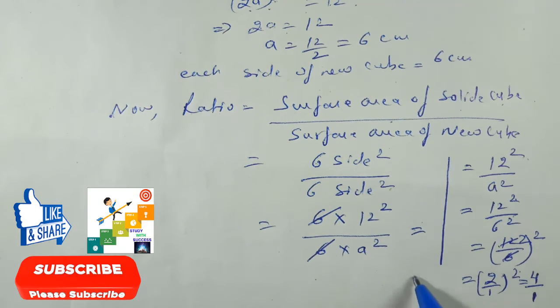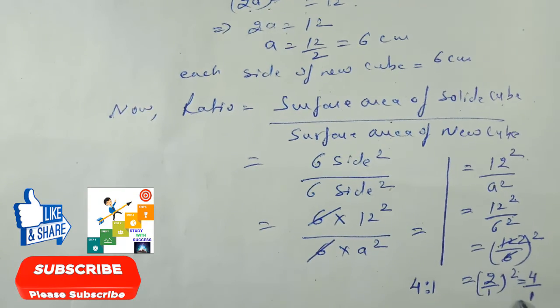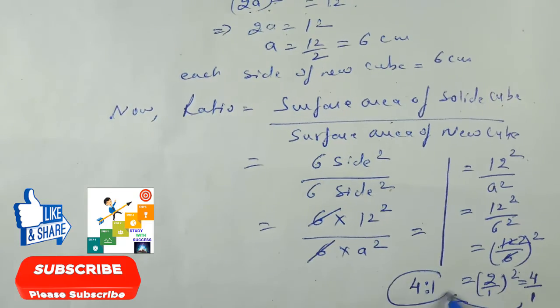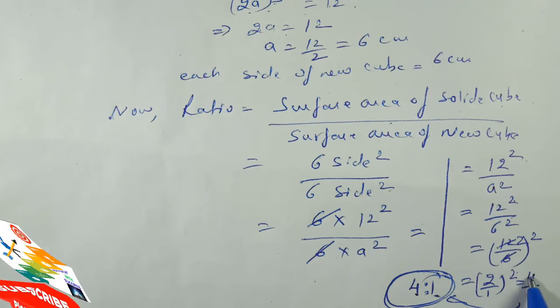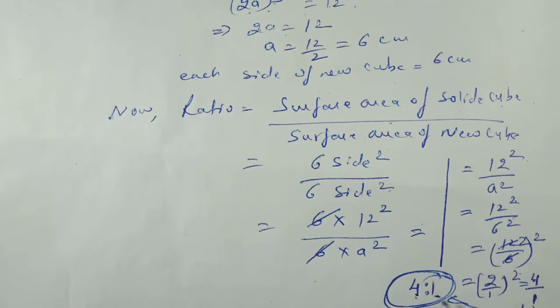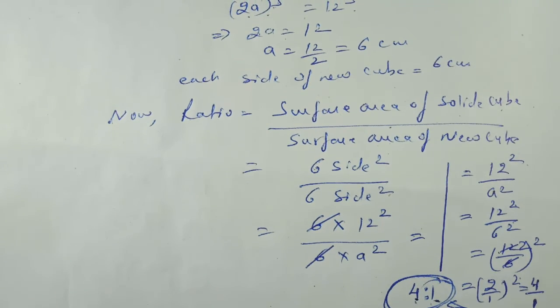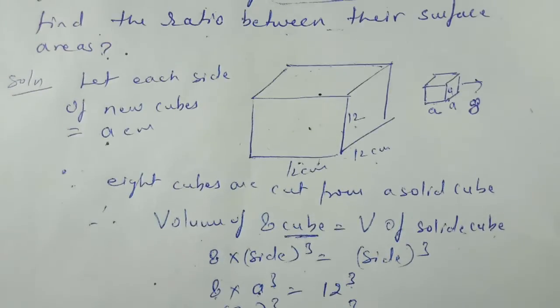So what is the ratio? 4 is to 1. This implies that the ratio between their surface areas is 4 is to 1. At the numerator we have the number 4, and at the denominator we have the number 1. So this way we can solve the problem based on cube. Thank you.